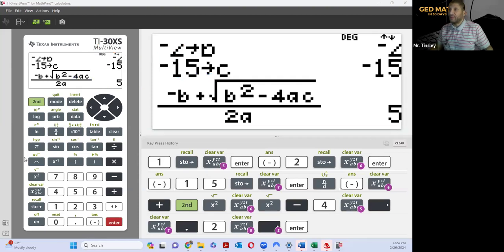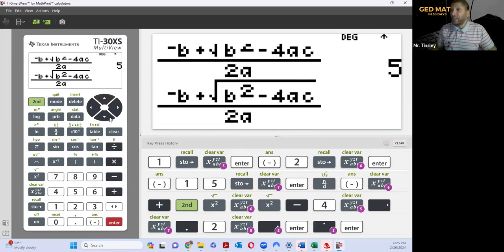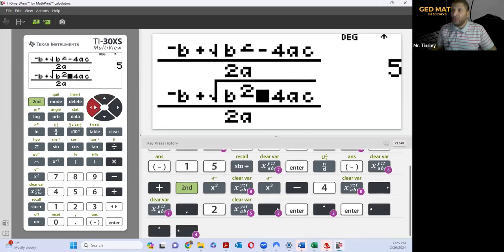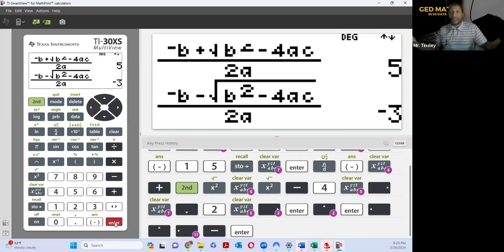Let me clear the screen. Didn't we get 5 as the first answer? Now, watch this. I go back up into my quadratic formula and I change the plus to a minus. So we know how to use our arrows to go to our formulas. I'm going to change that to a minus, hit enter. My second answer is -3. I'm done. Less than a minute.